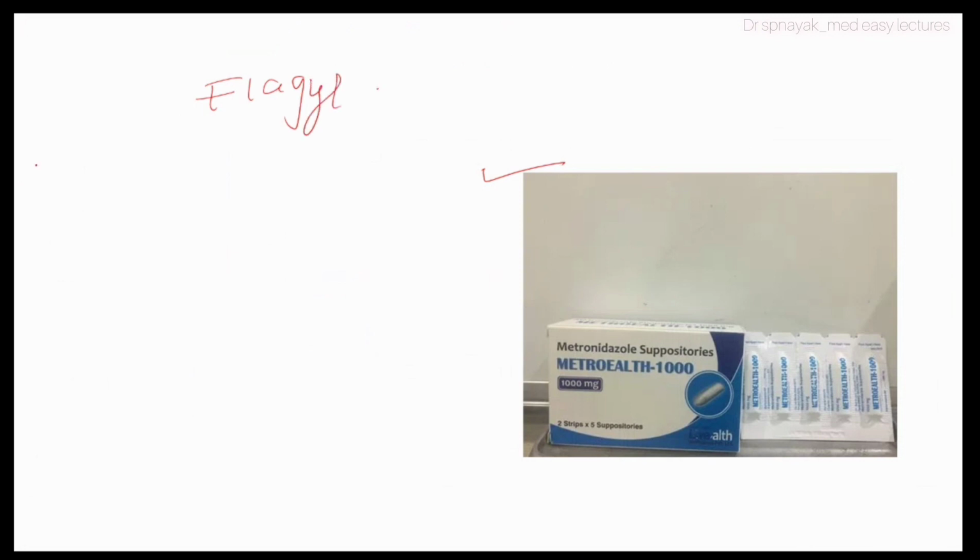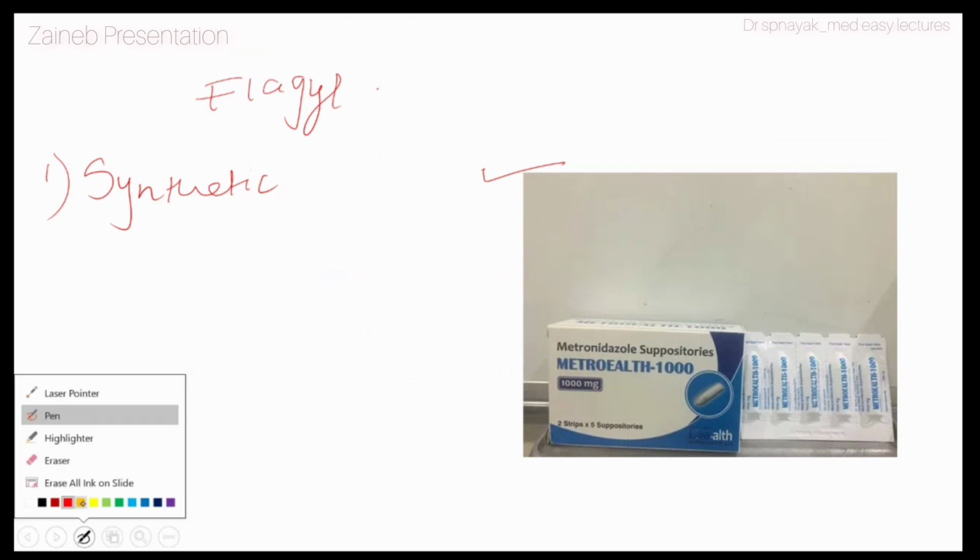So moving towards the properties of metronidazole. The first property of metronidazole is that it is a synthetic drug. Metronidazole is a synthetic drug, that is, it is prepared in vitro and it is not derived from any biological compound.